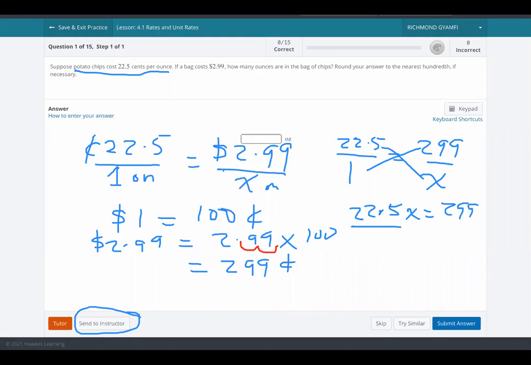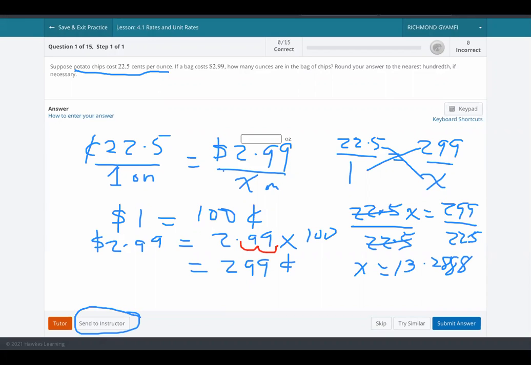Now, for x to stand alone, I divide by 22.5. I divide by 22.5, I cancel out. So x equals, now I put this in the calculator. When I do that, I'm going to have 299 divided by 22.5 equals 13.2888.